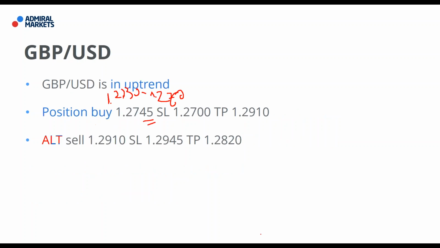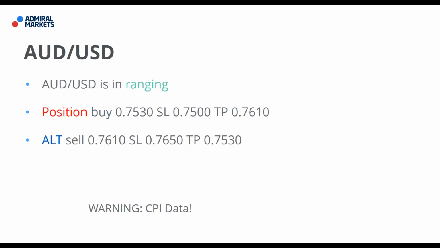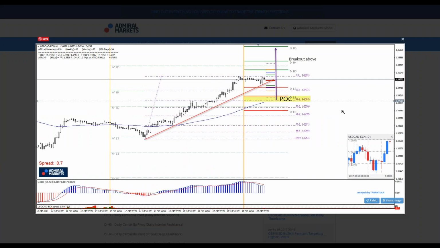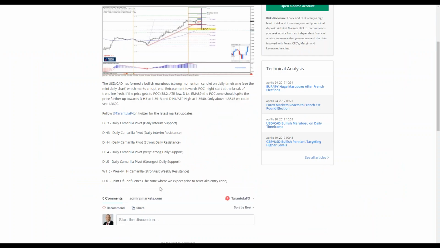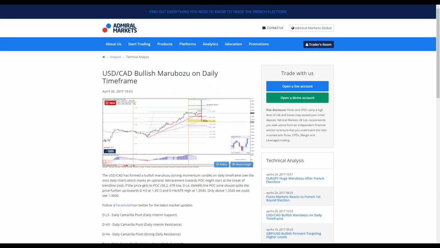Of course, you need to pay attention to news such as CPI data on Australian dollar. Don't trade this if you're not sure. But also, if you read the Admiral Markets website, my POC zone here is actually where you take trades. So, Jake, if the price gets into POC, you should be ready to pull the trigger. That is why I explained lately, point of confluence, the zone where we expect price to react, aka entry zone. Everything is written here on the Admiral Markets website.